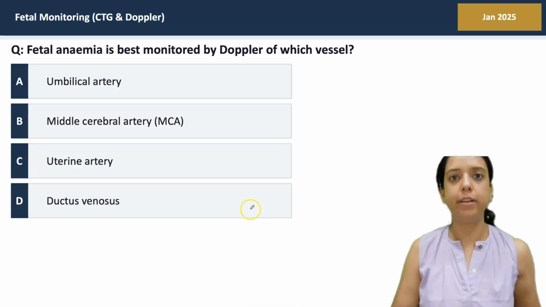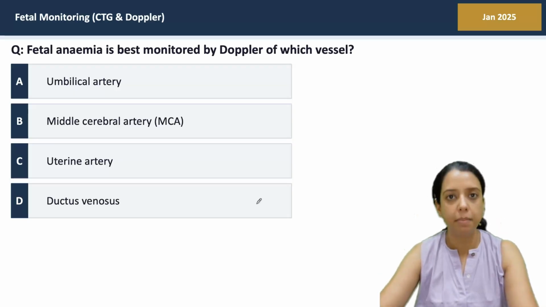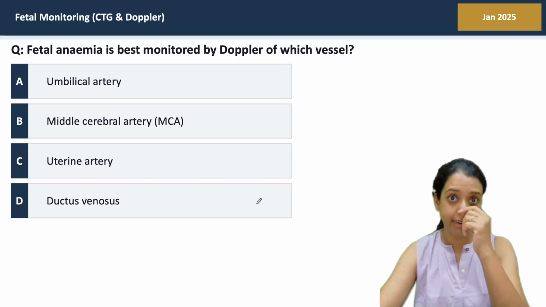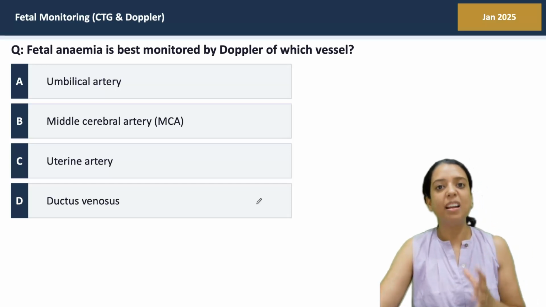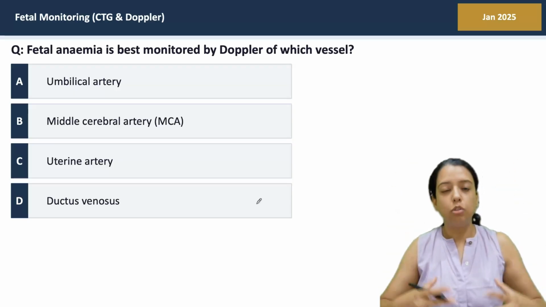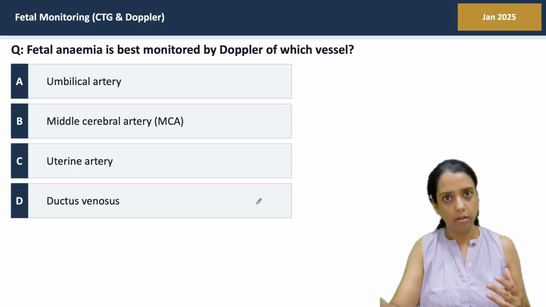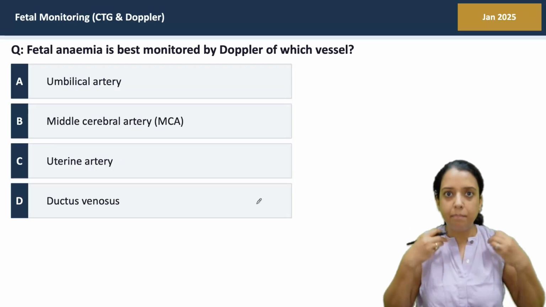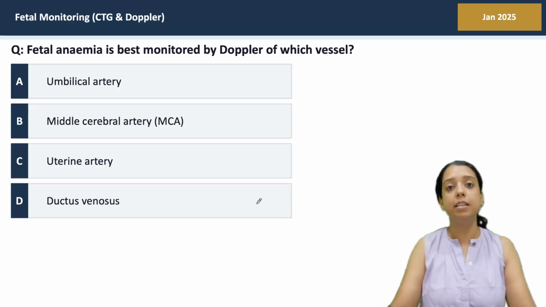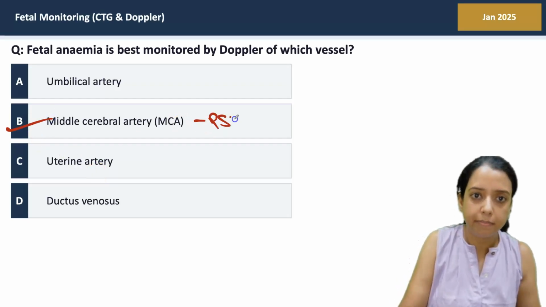Fetal anemia is best monitored by? Now, if the baby is anemic, like in Rh incompatibility, how will you know? You can't do hemoglobin for the baby, right? When anybody becomes anemic, the blood supply to the brain increases so that it can get enough oxygen. It is the most vital organ. To provide good oxygen to the brain, blood flow increases. So the peak systolic velocity increases in the brain, in the middle cerebral artery.